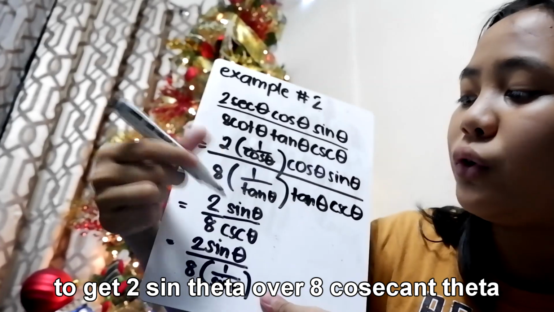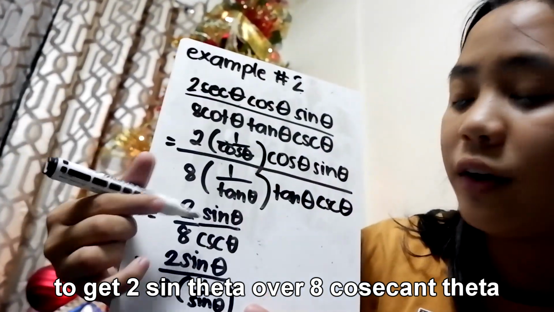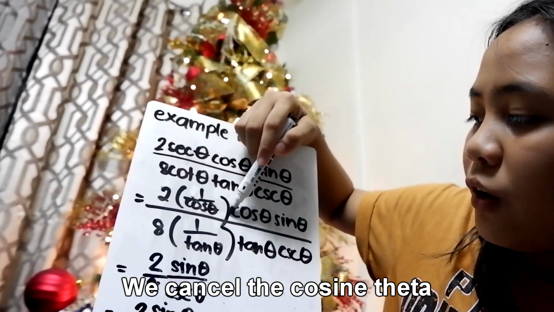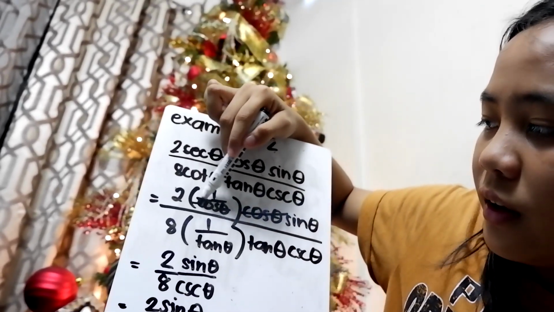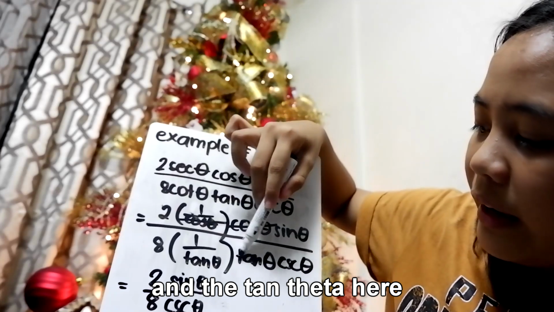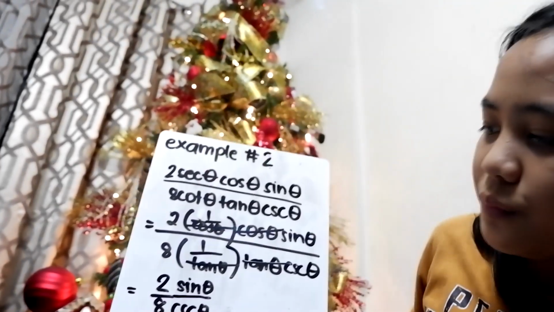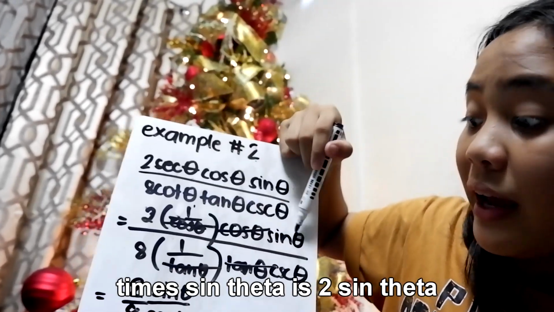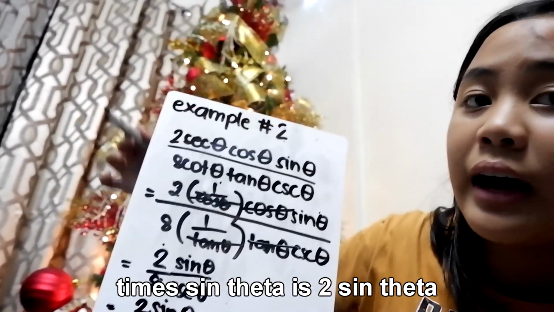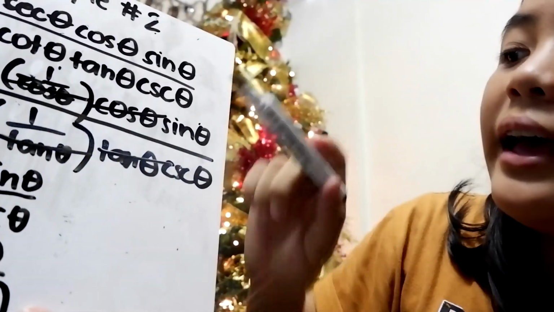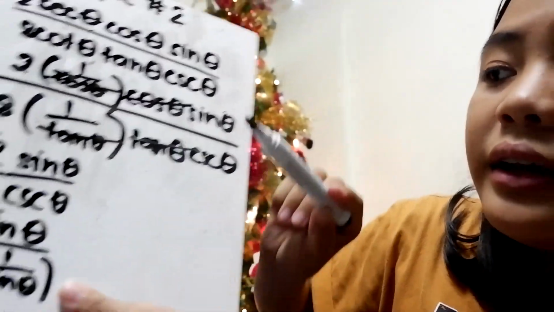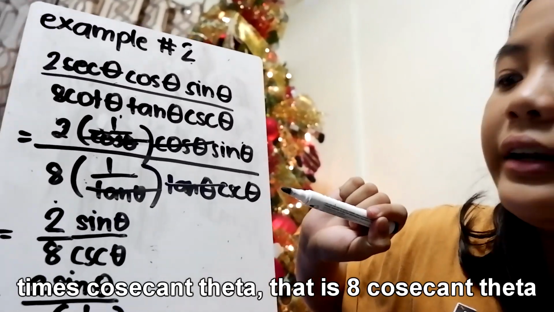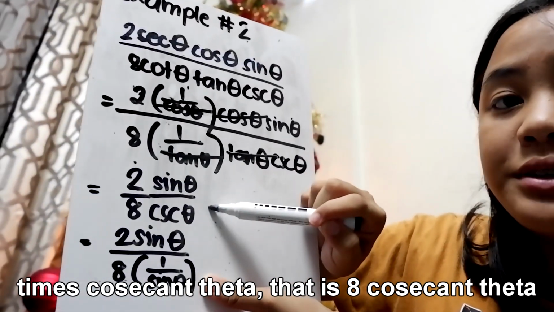To get 2 sine theta over 8 cosecant theta, we cancel the cosine theta here and the tan theta here. So 2 times 1 is 2 times sine theta is 2 sine theta. And 8 times 1 is 8 times cosecant theta, that is 8 cosecant theta.